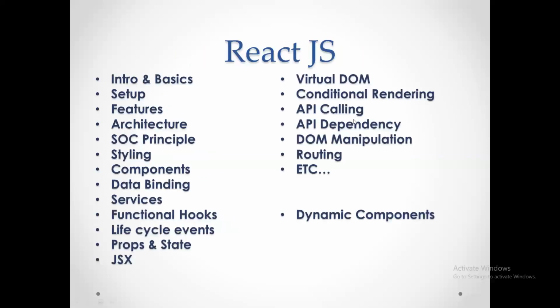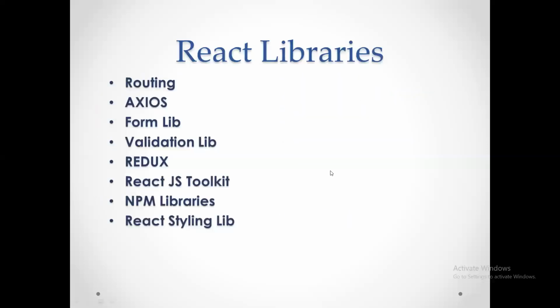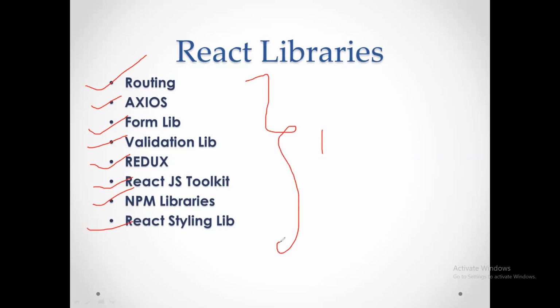Along with these basics, we are going to be learning about React libraries. React supports plenty of libraries, 100 plus, 1,000 plus, a lot of libraries. Nowadays it supports lakhs of libraries. One is the routing library, Axios, form libraries, validations, Redux, Redux Toolkit, NPM libraries, and React styling libraries. As a part of our series, along with ReactJS, we are going to learn about these libraries.